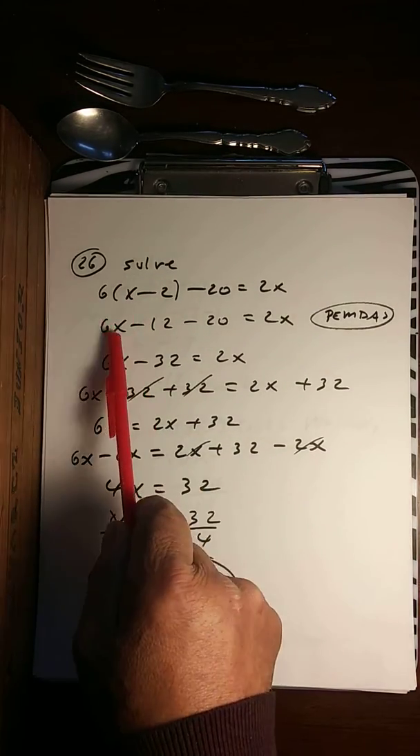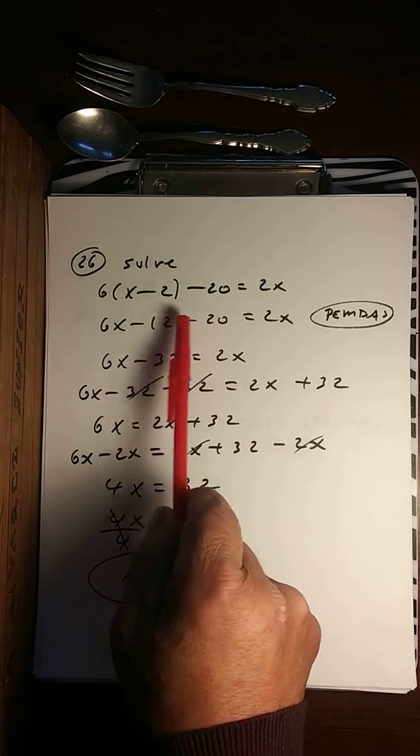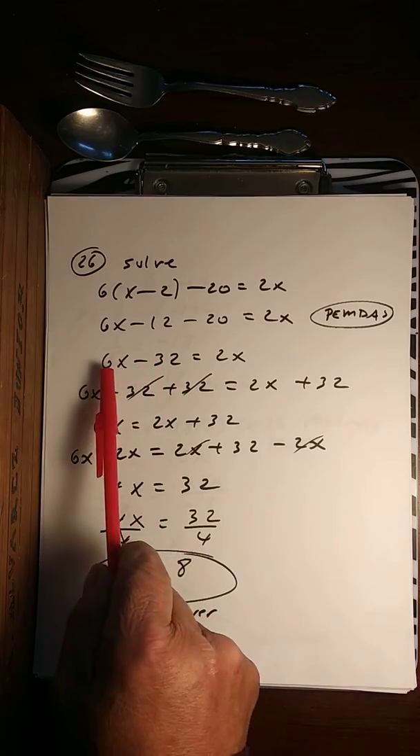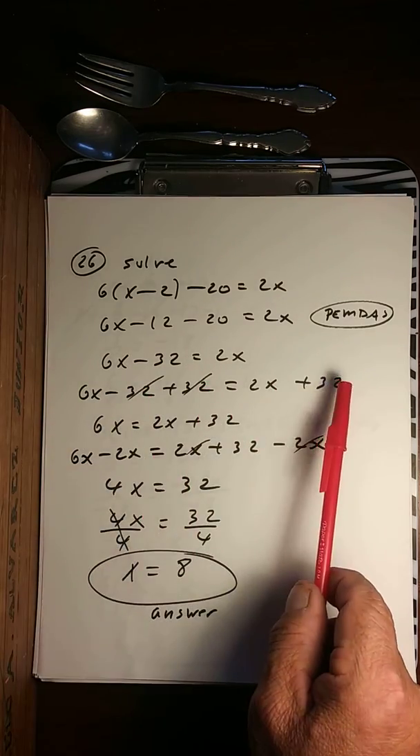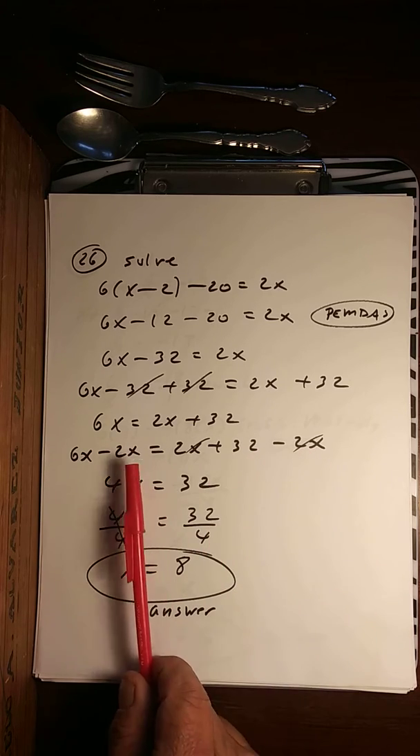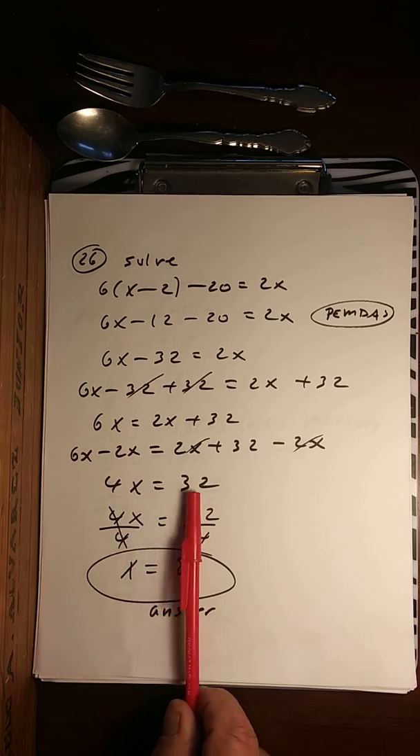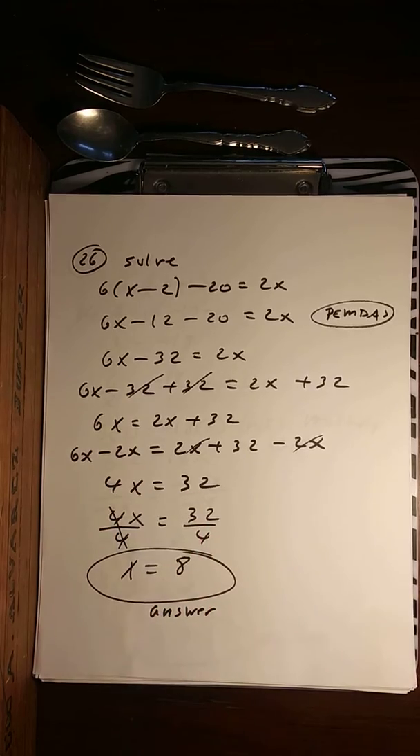Multiply this out. That times that is 6x. That times that is minus 12. Bring the 20 down. So this and this together, negative 12 and negative 20 is negative 32. So 6x minus this, so add 32, add 32. 6x equals 2x plus 32. And then we're going to go minus 2x, minus 2x. That's going to give you 6x minus 2x is 4x equals that. Divide by 4. x is 8.